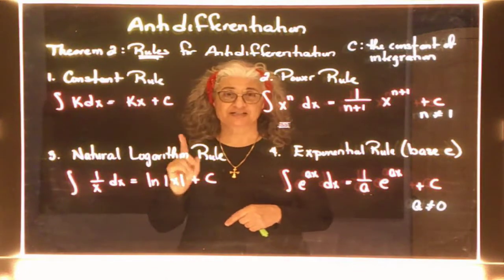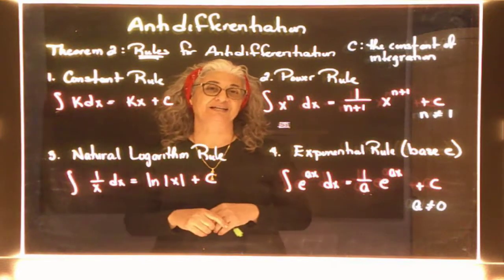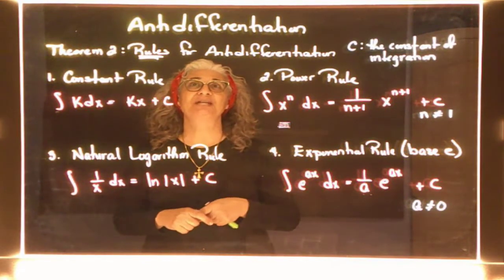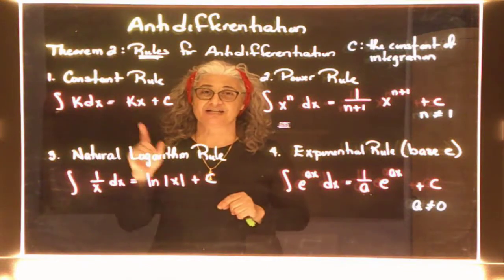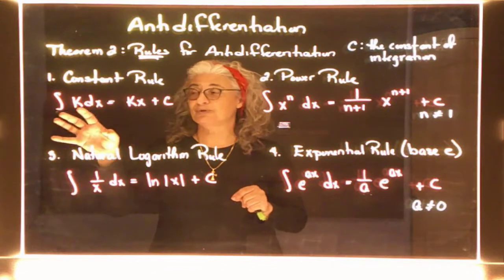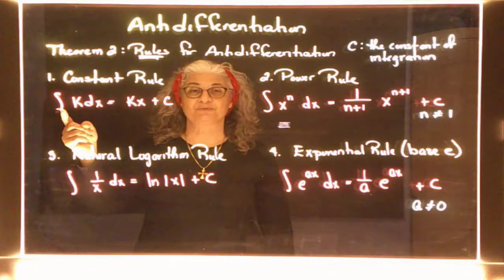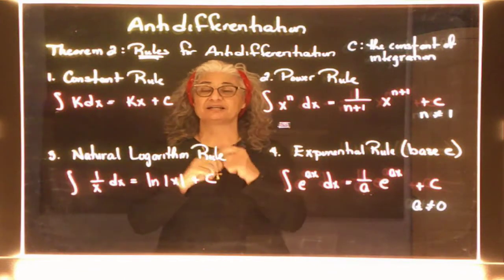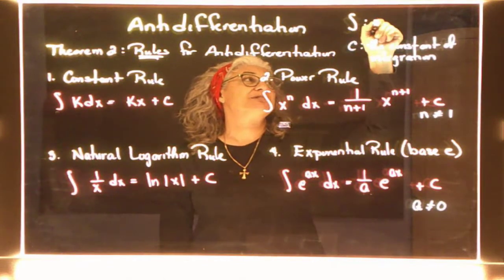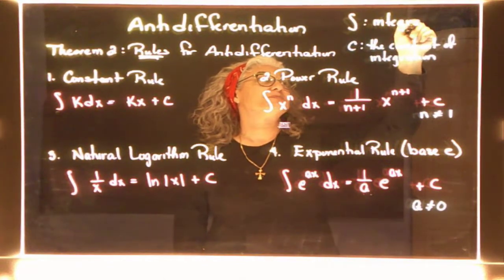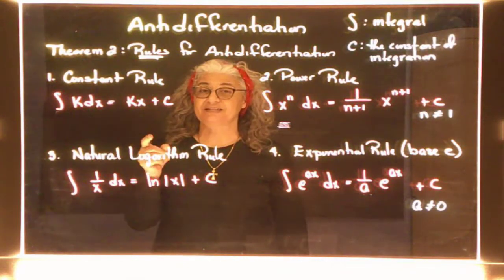So, first things first, you see this little squiggly line? As soon as you see that, it automatically tells you to take the antiderivative, to antidifferentiate the problem it's giving you. This little symbol is known as an integral. So when we're working with this integral sign, it's saying take the antiderivative.